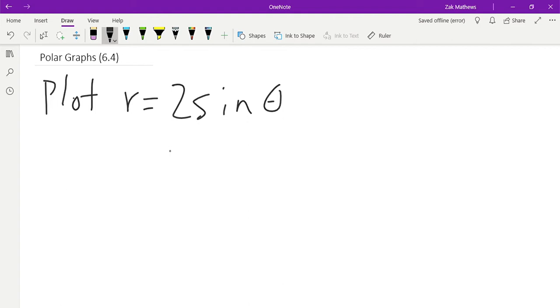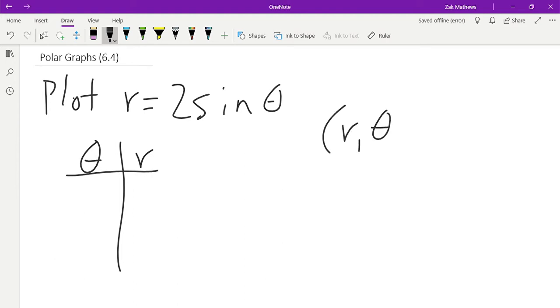The most important thing is just being able to set up that theta r table, and that shouldn't be very hard because we've been finding those values for a while now. So let's take this example. I set up my theta and r, and remember when we list these points, we always write them in the format r comma theta. I'm going to list them backwards here because really the theta is inside the function.